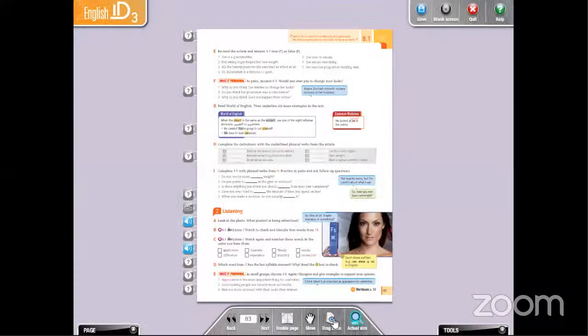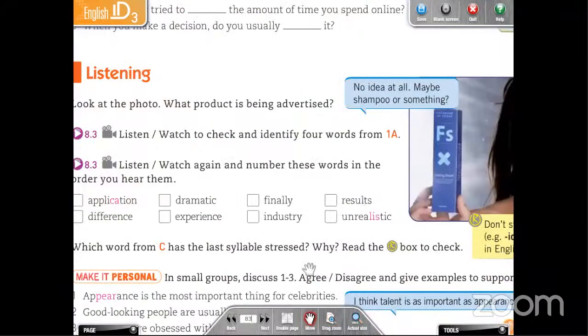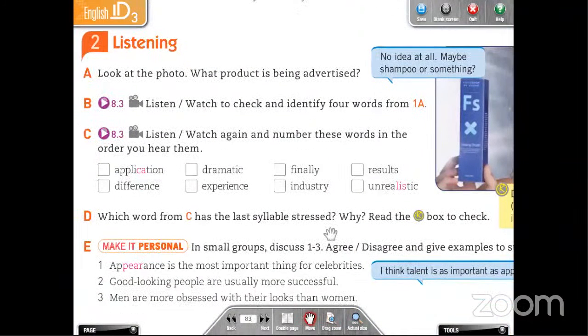Okay, pretty good. Let's check, so let's go to the book. Here, what is the first word mentioned? Experience. Okay, experience. Number 2: industry. Industry. Number 3.